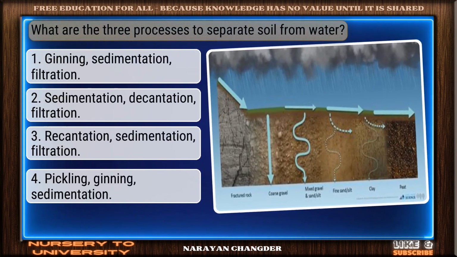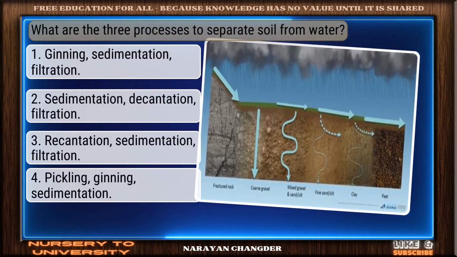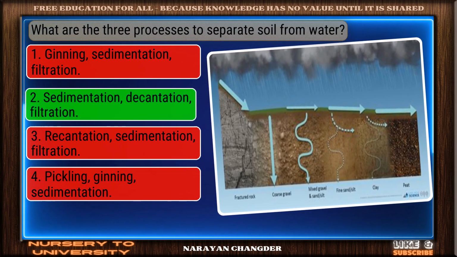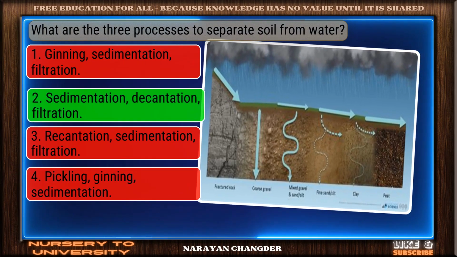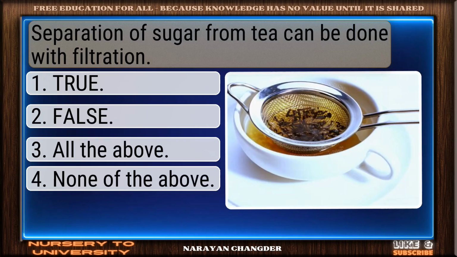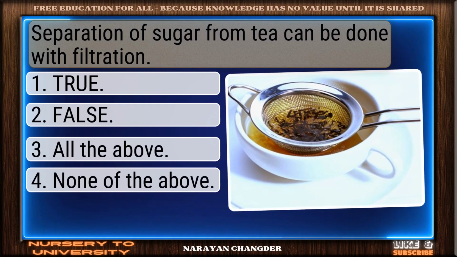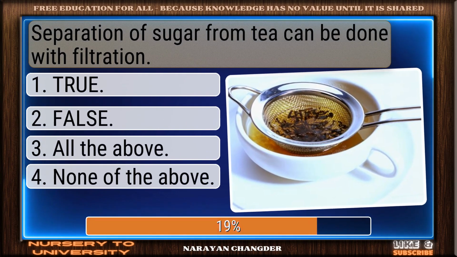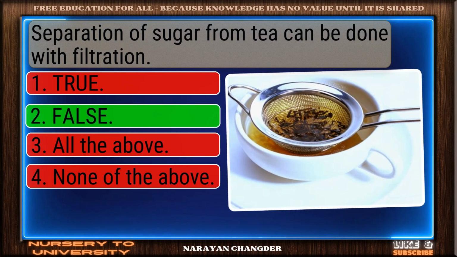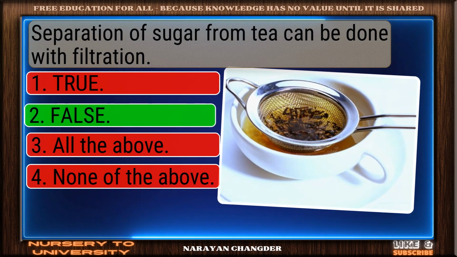What are the three processes to separate soil from water? Solid response. Sedimentation, decantation, filtration is a valid choice. Separation of sugar from tea can be done with filtration. On track. False is the correct answer.